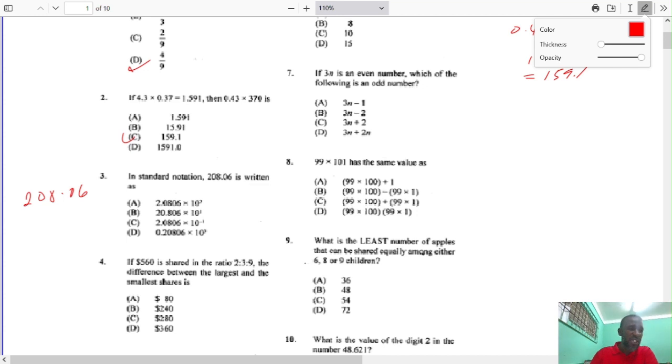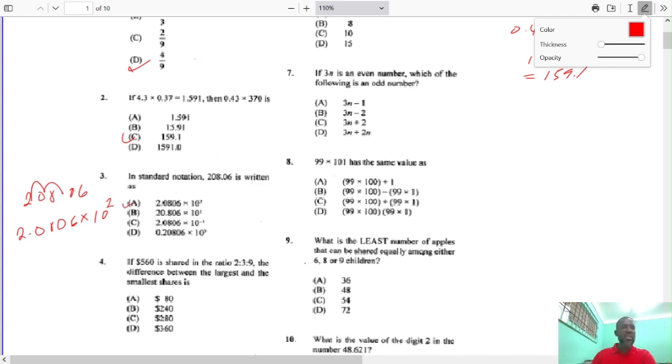So we're going to go 1, 2. That now becomes 2.0806 multiplied by 10, and because we are moving to our left, the power of 10 is going to be positive. So therefore it's 2.0806 multiplied by 10 to the 2. So our answer here is A.